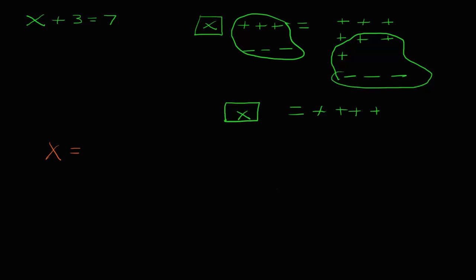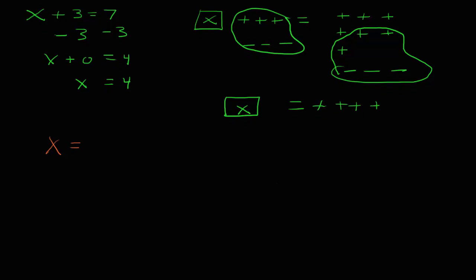And that's what we're going to do algebraically or symbolically. We're going to take a look at x plus 3 equals 7, and we're going to subtract 3 from both sides of the equation. And we end up with x plus 0 equals 4. And of course x plus 0 is just x equals 4.